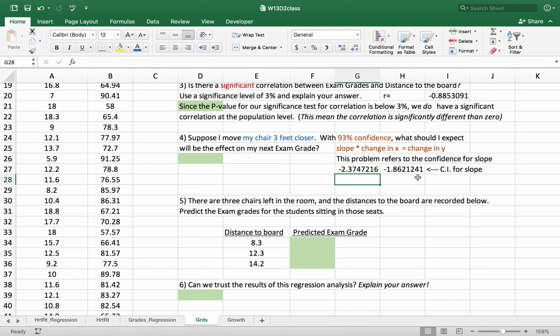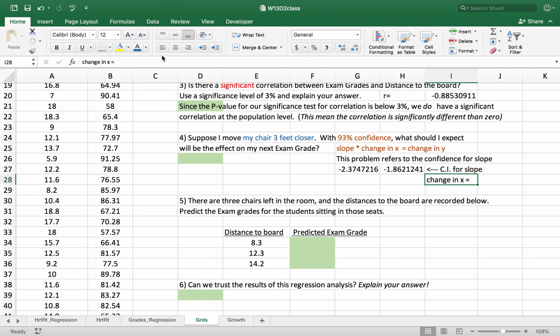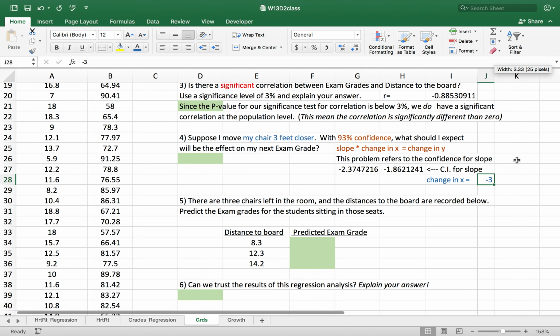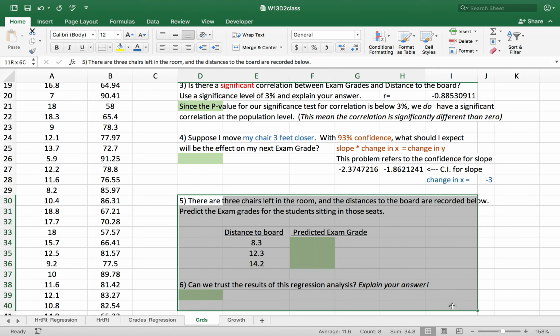So first of all, keep in mind your change in x. If you're moving 3 feet closer, the distance to your board is actually decreasing. So we're going to think of this as a negative 3. Does that make sense? If you're decreasing your distance to the board, which is what you would do by moving your chair closer, you're going to think of that change as being a negative.